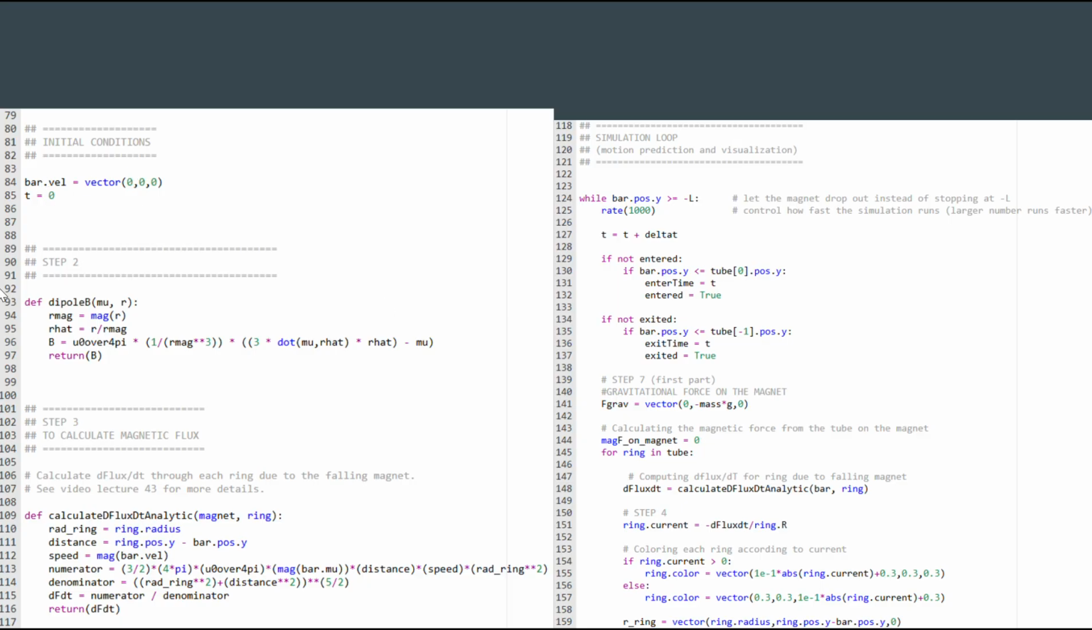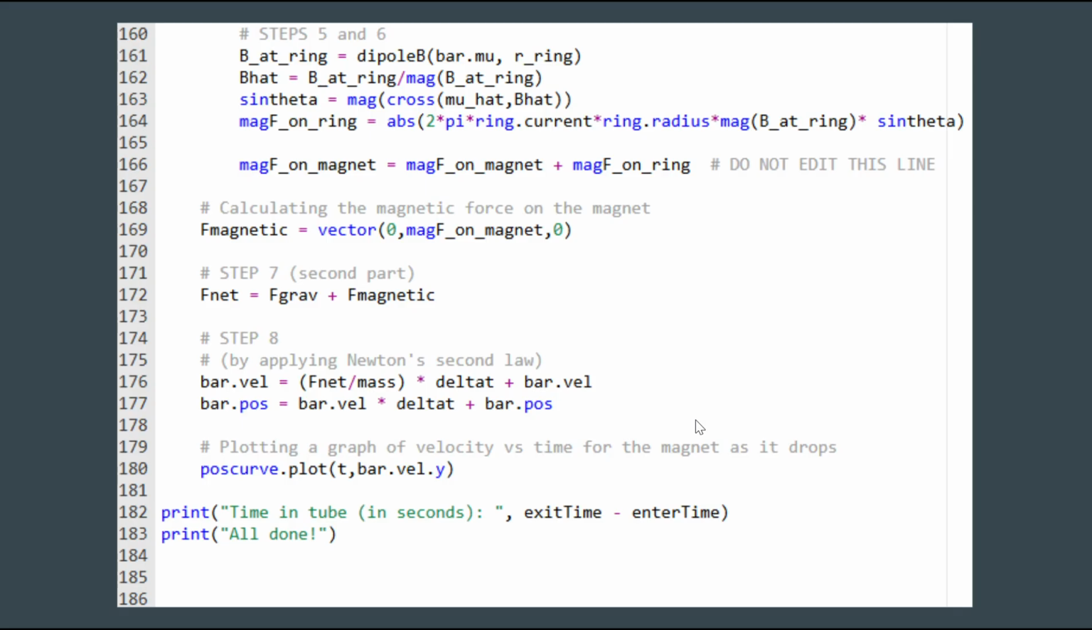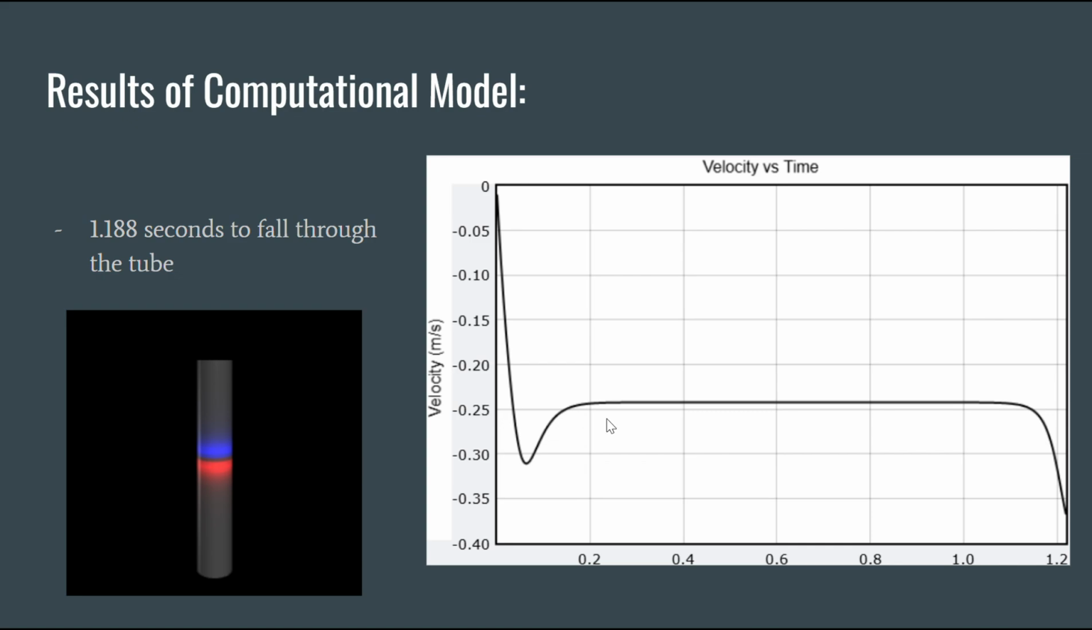Here are initial conditions. Here we're taking in mu and r to find a magnetic flux. Here's the simulation loop. This is finding the gravitational force on the magnet, and then this is calculating d flux over dt. And then here's the last step where we apply Newton's second law and we find velocity versus time. And finally, here is our graph, and this is the time it took, and this is like a picture representation of what happened.